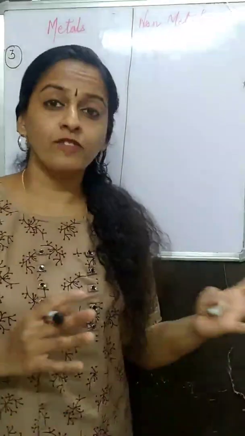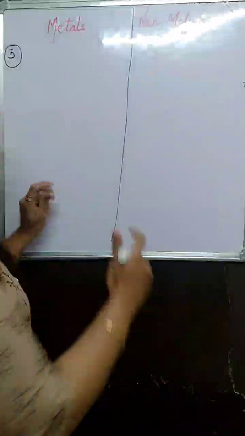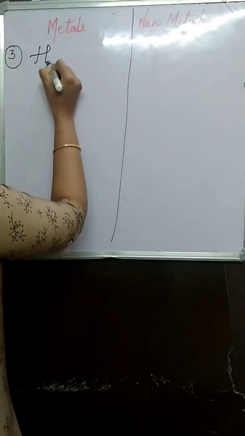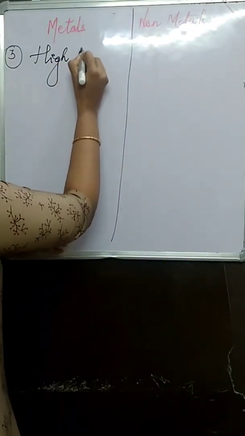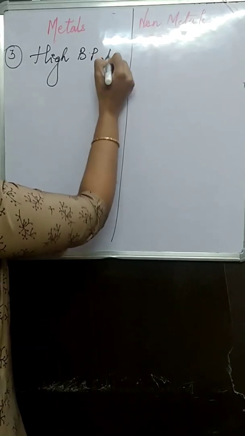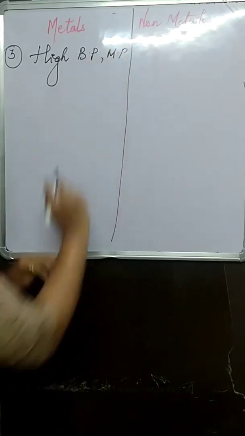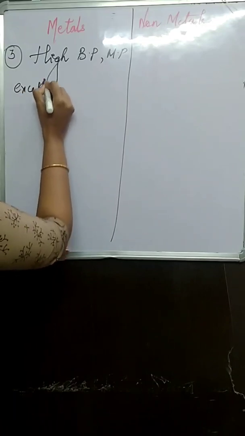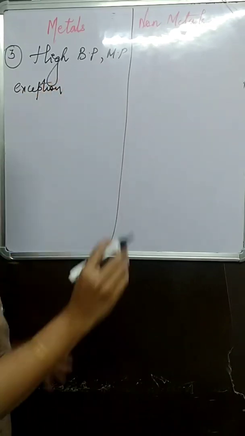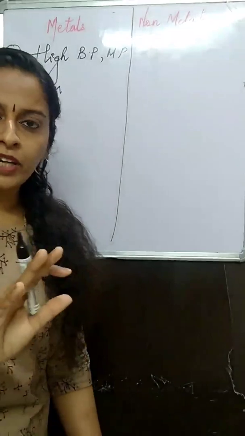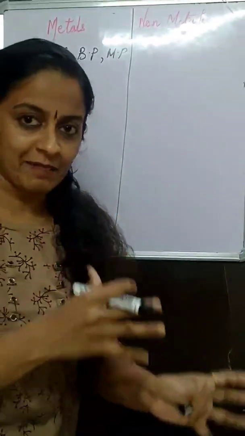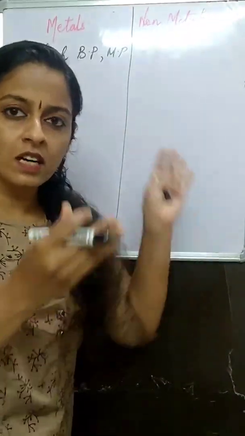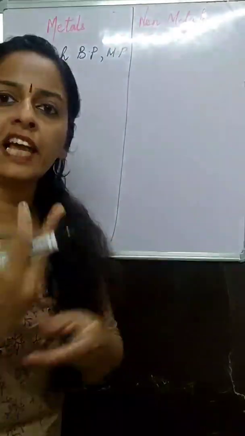Next point of distinction between metals and non-metals is metals have very high melting point and boiling point. Okay, high boiling point and melting point. Again, there is an exception which I am very sure you will get it very soon. Melting point means solid should melt. That melting point. Now there is a metal which is in liquid form.